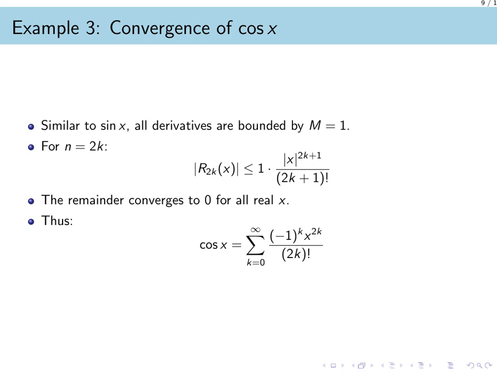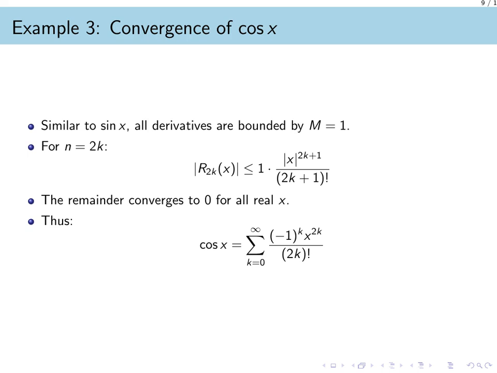We can now use the same approach to show that the Maclaurin series for cosine x also converges for all real numbers. Just like the sine function, all derivatives of cosine x are bounded in absolute value by 1. This allows us to, again, use the remainder estimation theorem with the constant M set to 1.